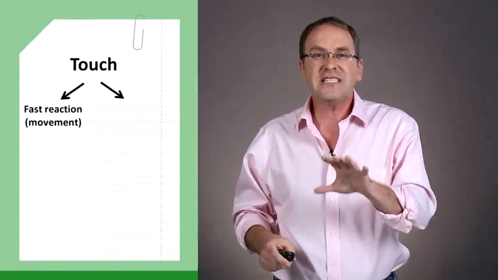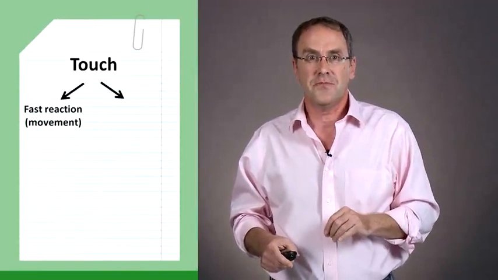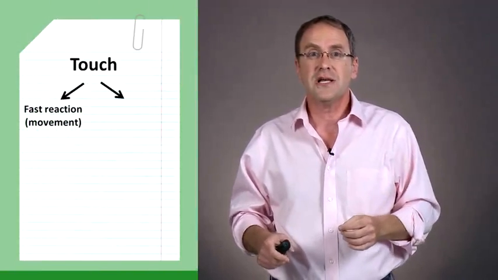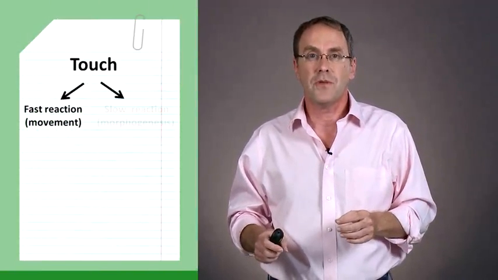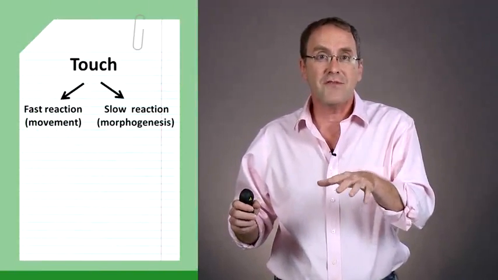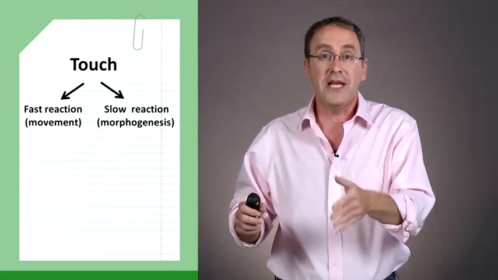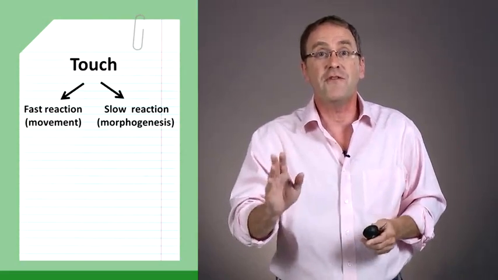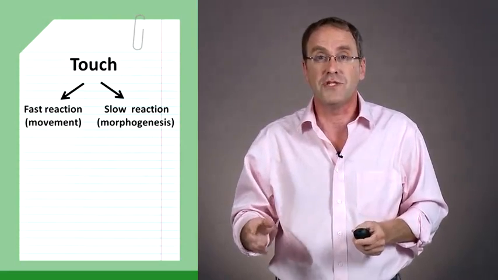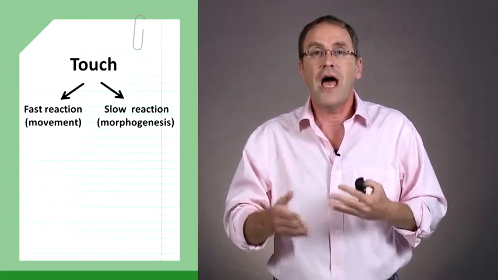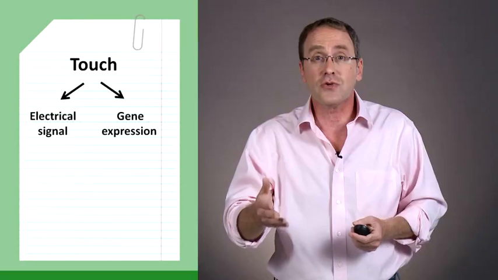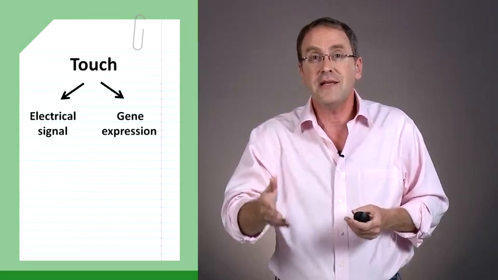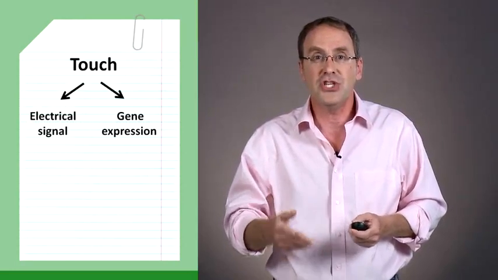So we've seen vastly different reactions to touch. We've seen fast reactions, such as in a Venus flytrap. There are slow reactions, which we haven't time to show, such as root navigation. There are very slow responses, such as thigmomorphogenesis. But what they all have in common is some type of electrical signal, and at the far end, some type of change in gene transcription.